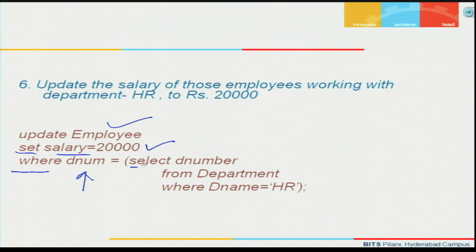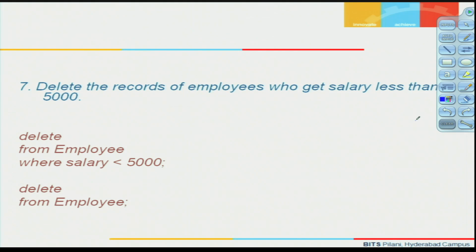How can I get that? I write a simple nested query, not a correlated one. Select D number from department table, where D name is equal to HR. Suppose it is equal to 20, for every employee check whether D number is equal to 20 or not. If it is so, change his salary to 20,000. This is about update.